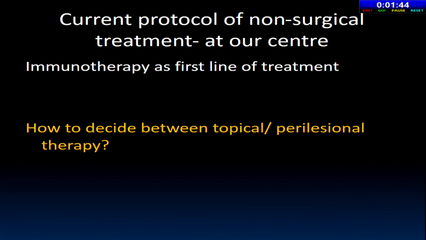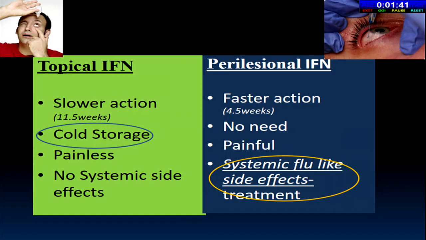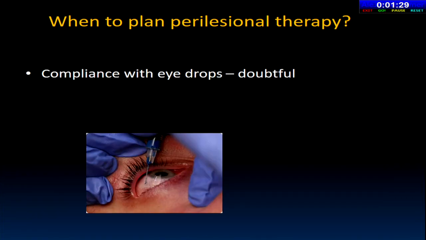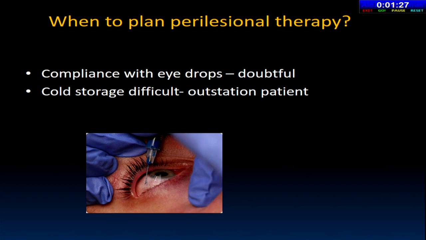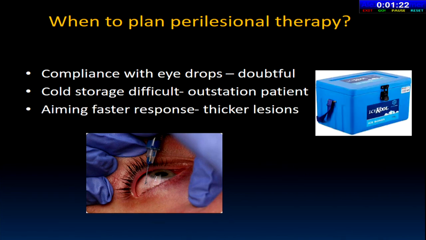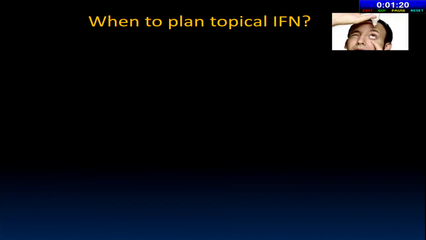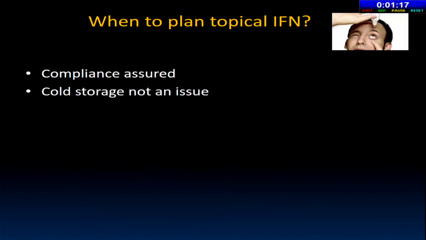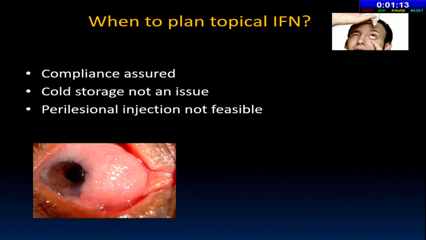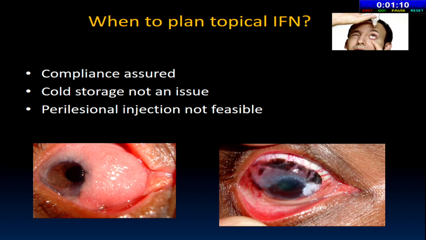Now, how to decide between topical versus perilesional therapy? So what you need to remember is, if you want to give topical interferon, you need to have cold storage, and perilesional interferons produce systemic flu-like side effects. So if you have a doubtful compliance issue, or the cold storage is problematic, or you're aiming at a faster response, it's better to use perilesional therapy. If the compliance is assured, cold storage is not an issue, and perilesional is not feasible, like in this case, topical is a better choice.